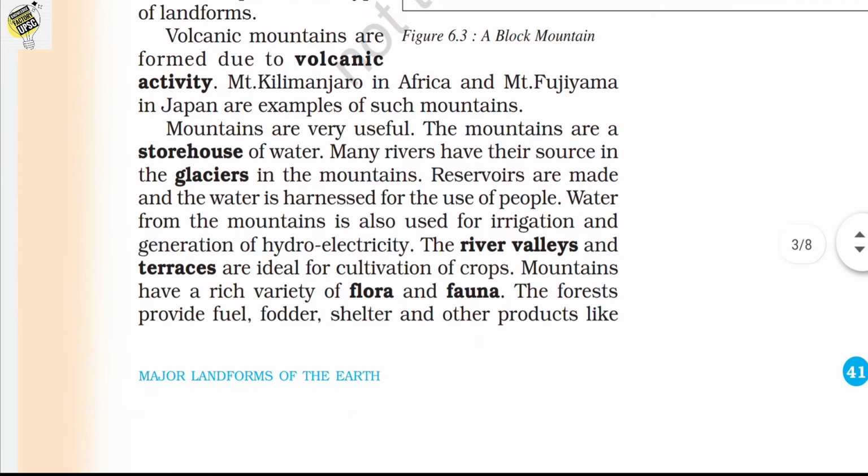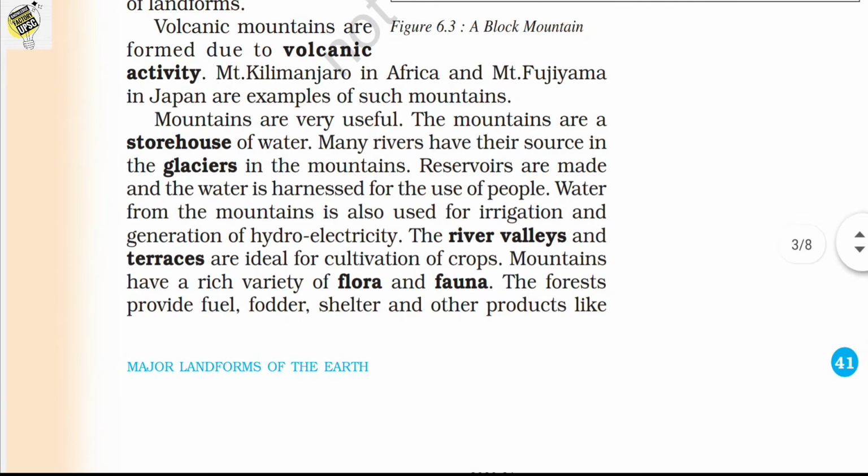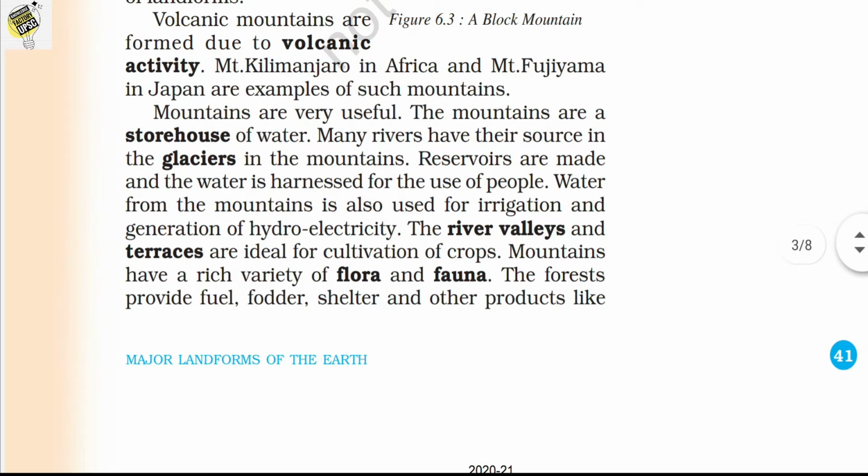So let's see what volcanic mountains are. Volcanic mountains are formed due to volcanic activity. Some important volcanic mountains are Kilimanjaro in Africa and Mount Fujiyama in Japan. Kilimanjaro and Fujiyama are highly active volcanic mountains even now.